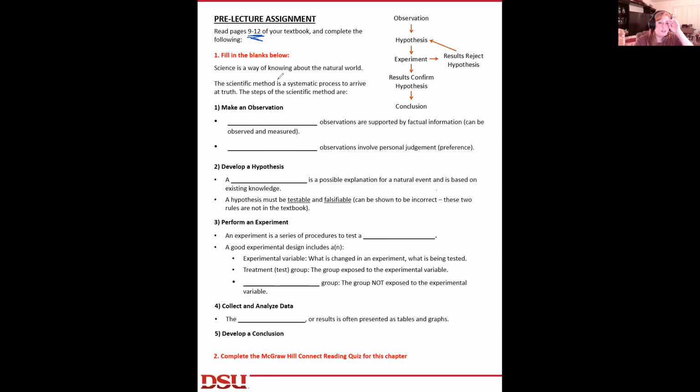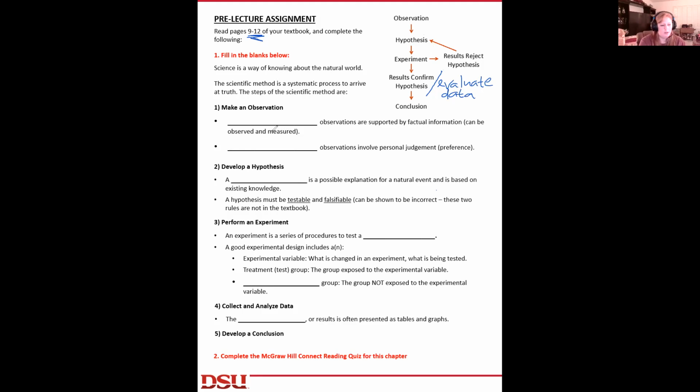All right, so science is the way of knowing about the natural world. Scientific method is a systematic process to arrive at truth. Steps: observation, hypothesis, experiment, result, confirm a hypothesis or not. This is also evaluating your data. And then conclusion.